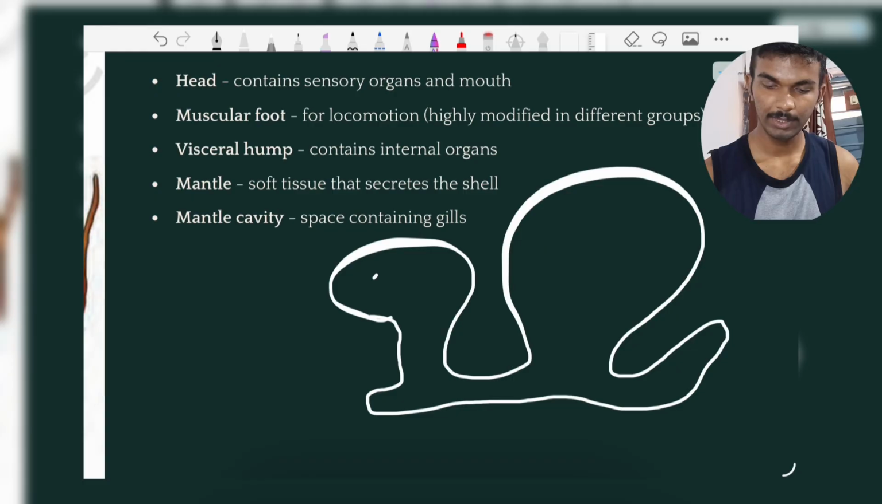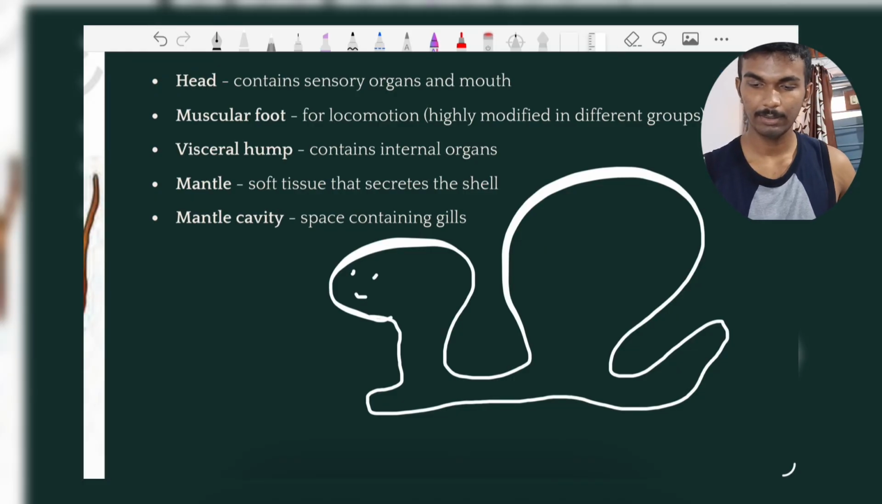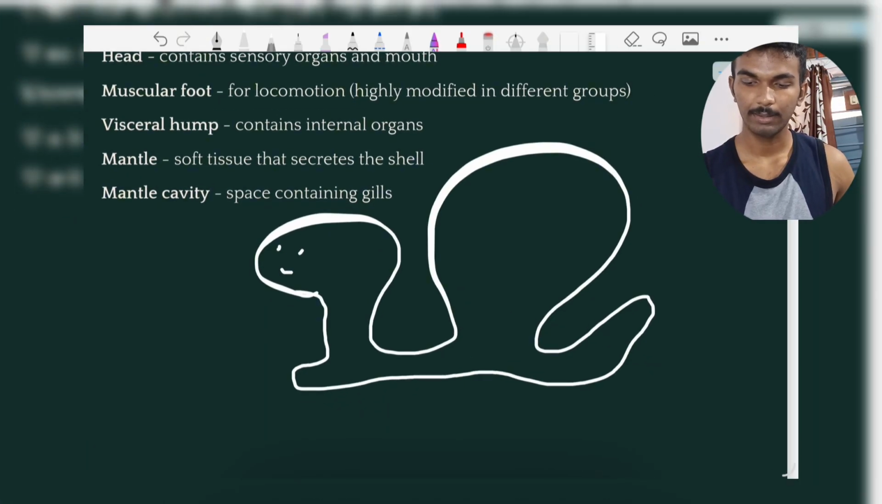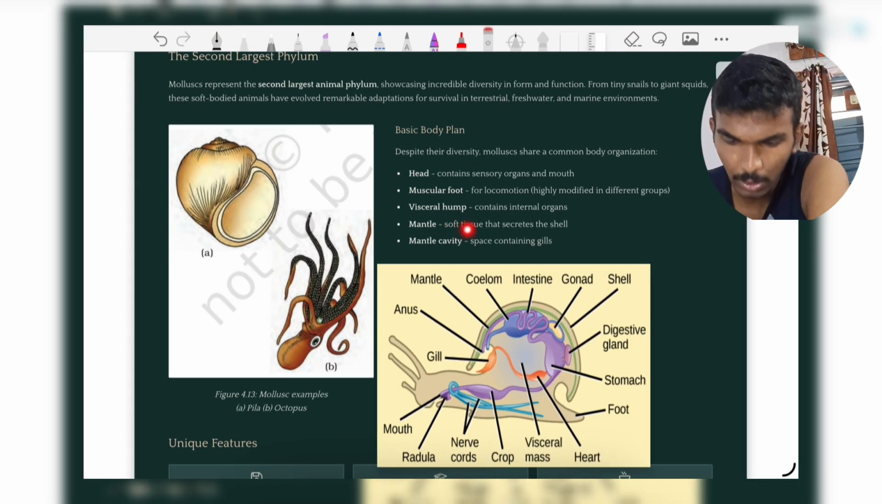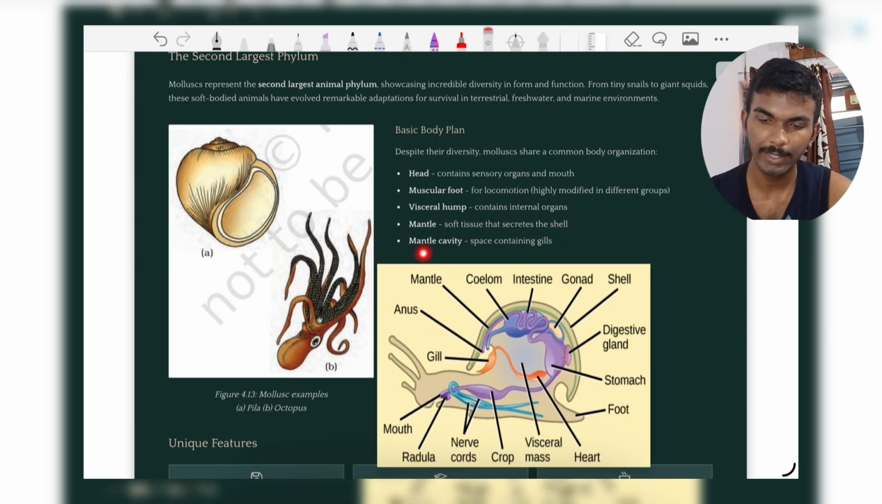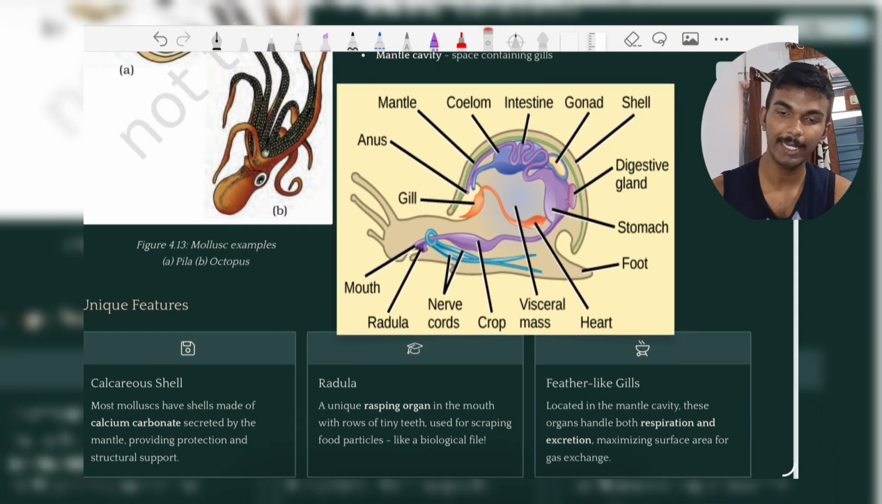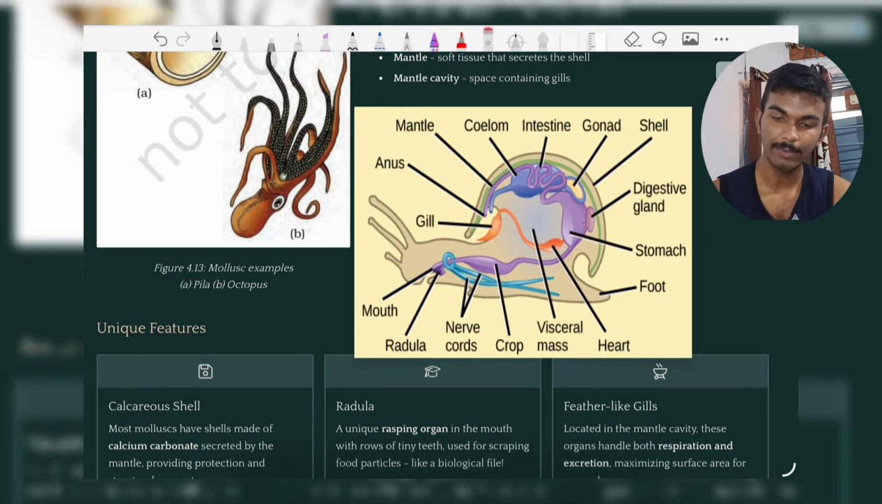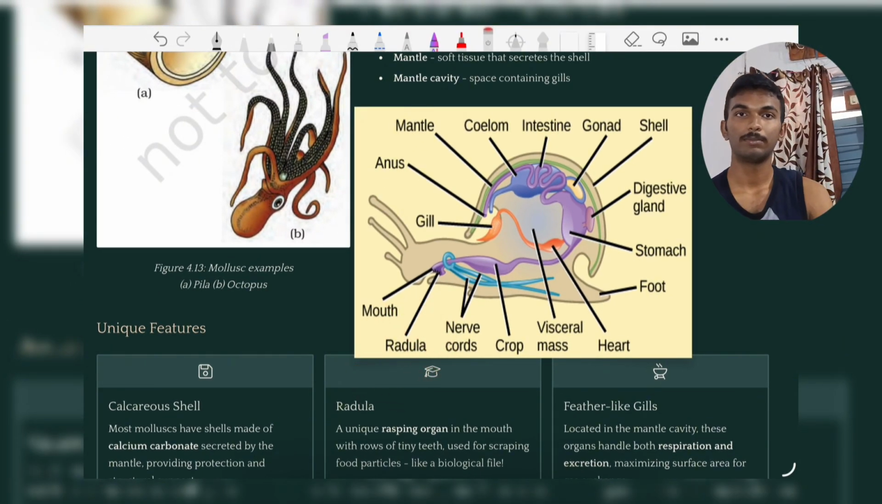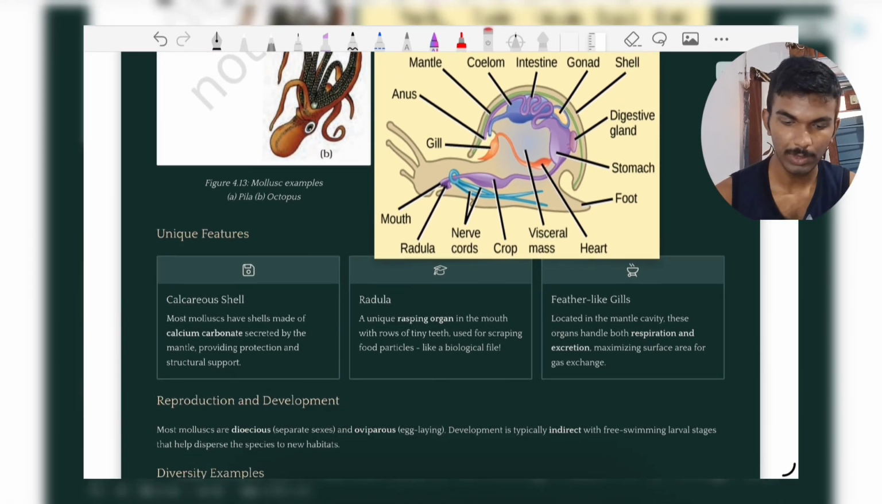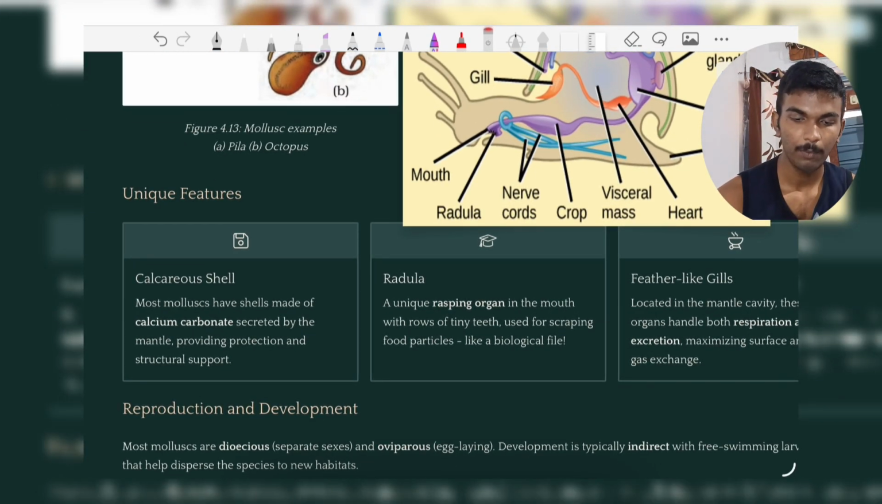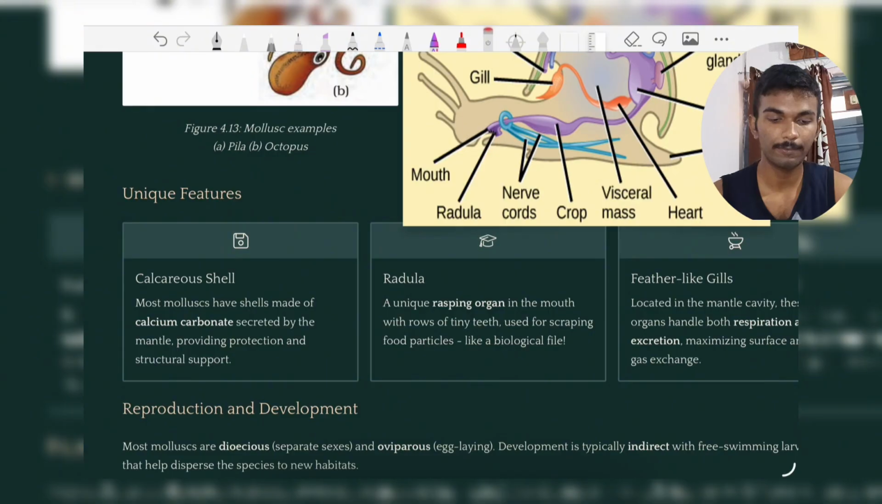So if this is a snail, okay, so mantle, soft tissue that secretes the shell. Mantle cavity, space containing gills. And radula, here it is a teeth-like structure that helps in grinding the food. Unique feature: calcareous shell. Most mollusks have shells made of calcium carbonate secreted by the mantle, providing protection and structural support.